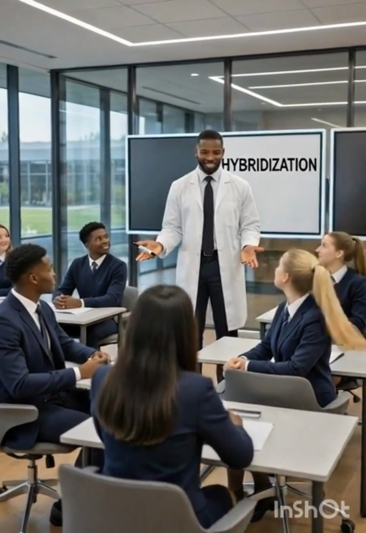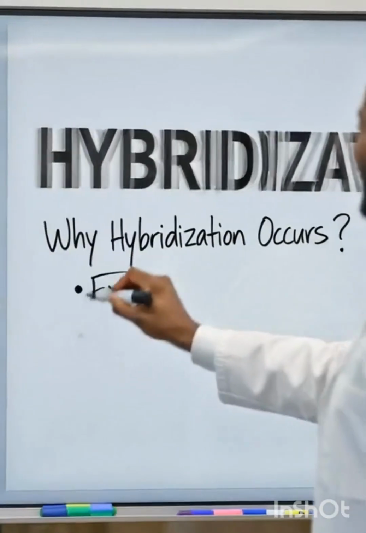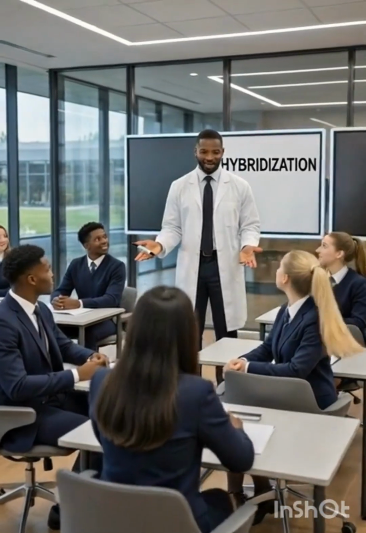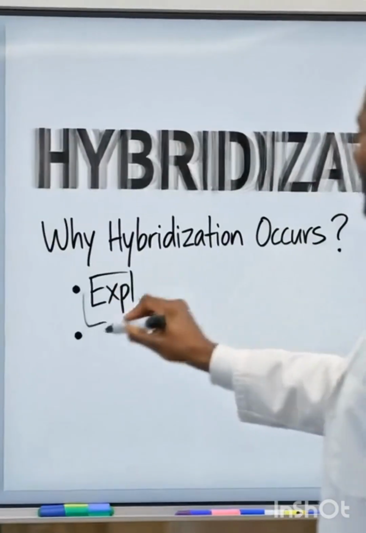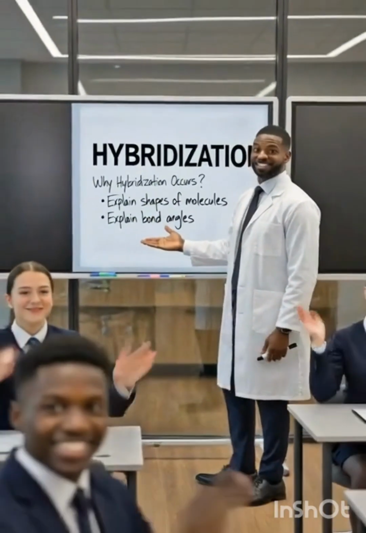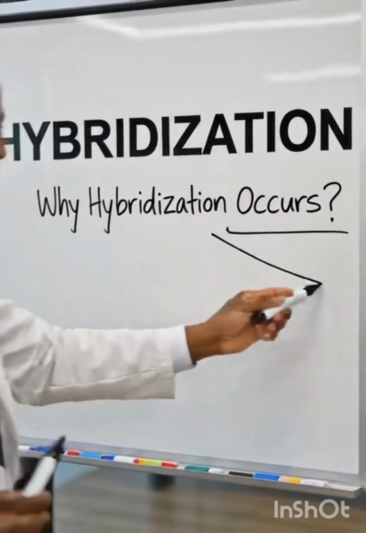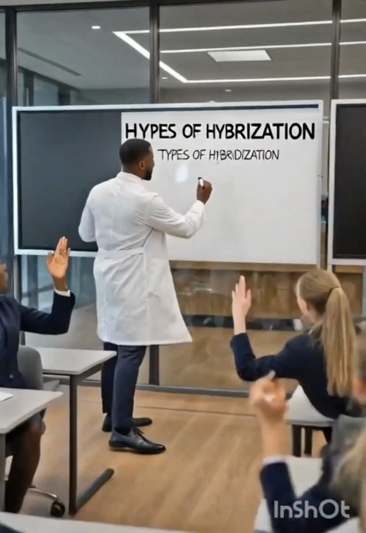Why does hybridization occur? Let's add that to the board. It explains molecular shapes and bond angles. Let's look at the bond angles and the formation of sigma bonds. This predicts the geometry. Let's dive into types of hybridization.